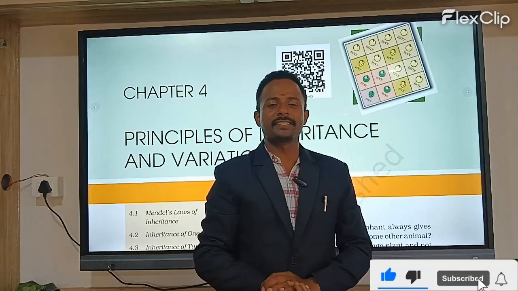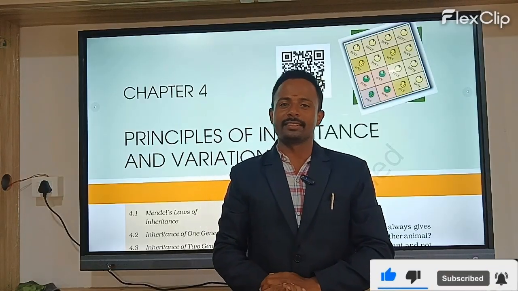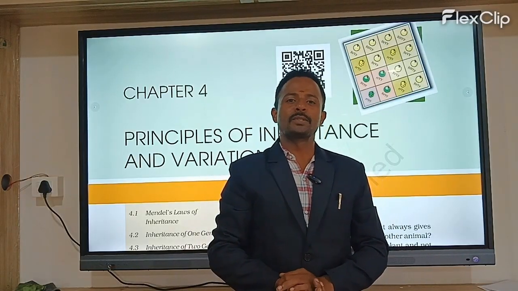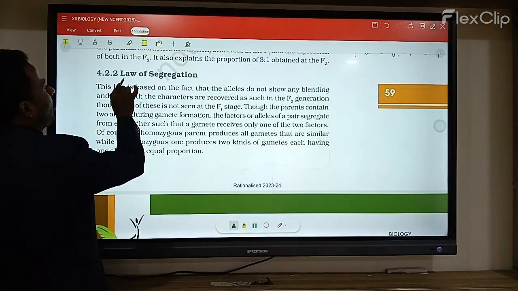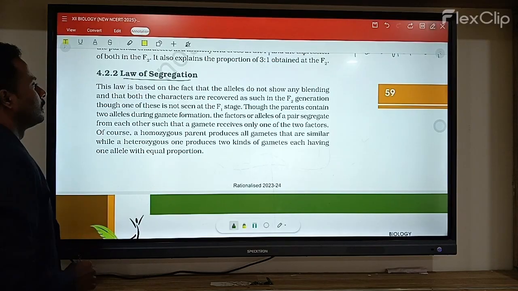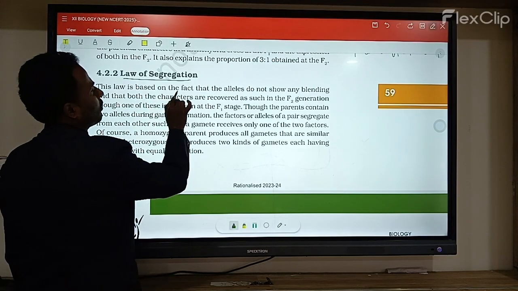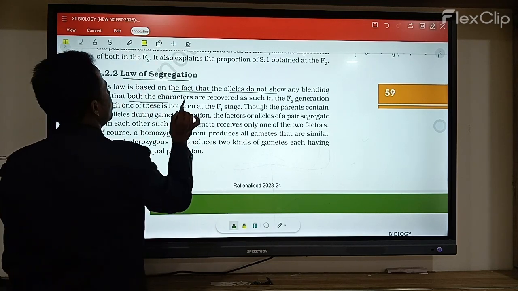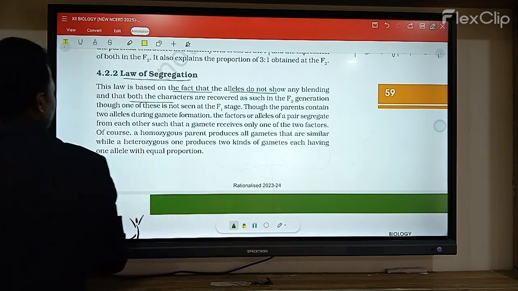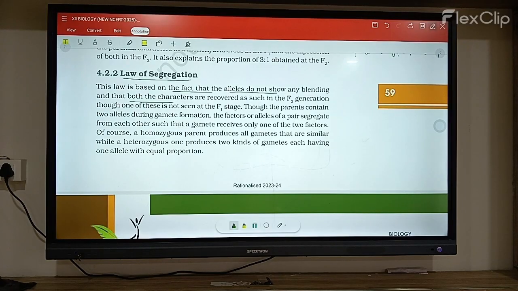In this session we will discuss NCERT Class 12 Chapter 4, Principles of Inheritance and Variations, Part 4: the Law of Segregation. This law is based on the fact that the alleles do not show any blending, and both the characters are recovered in the F2 generation.